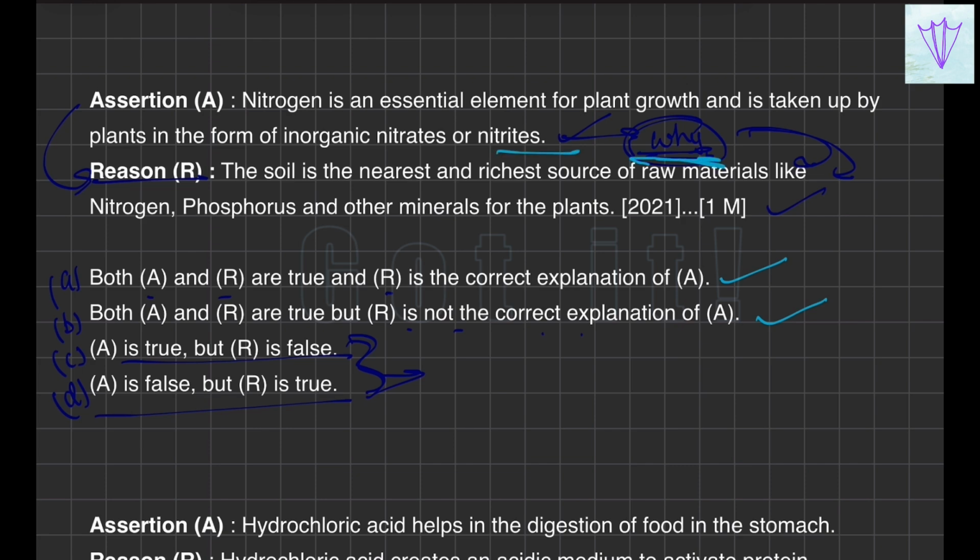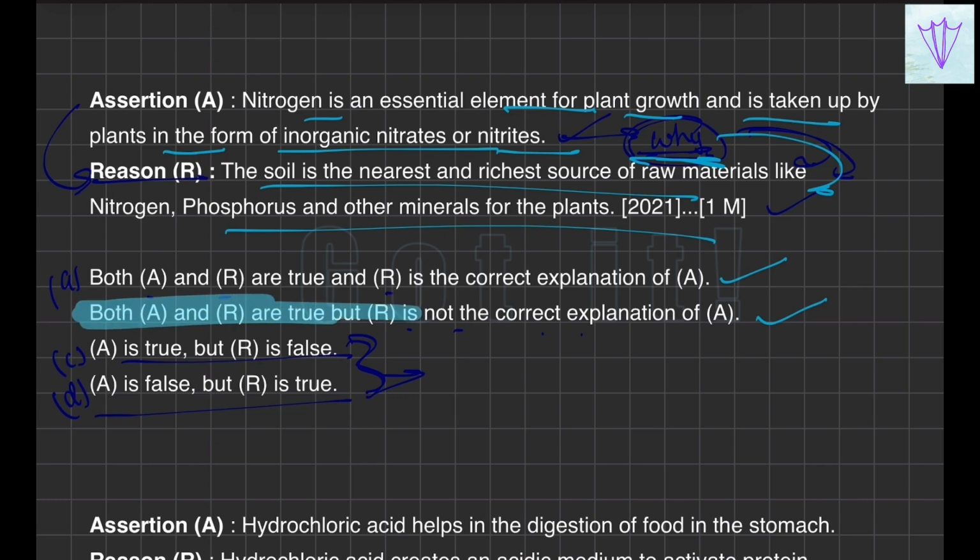So here, when we ask the why question for this statement, what they have given is: nitrogen is an essential element for plant growth and is taken up by the plants in the form of inorganic nitrites and nitrates. But why is not answered in this reason. So our answer will be option B, which is both A and R are true. Both assertion and reason are true, but R is not the correct explanation of the assertion. Next question.